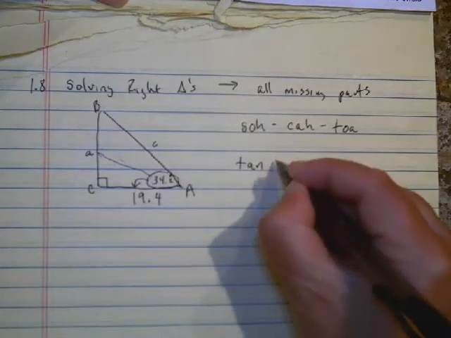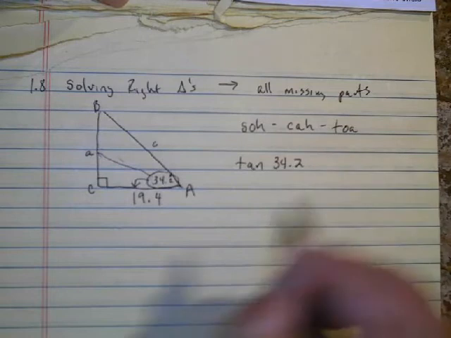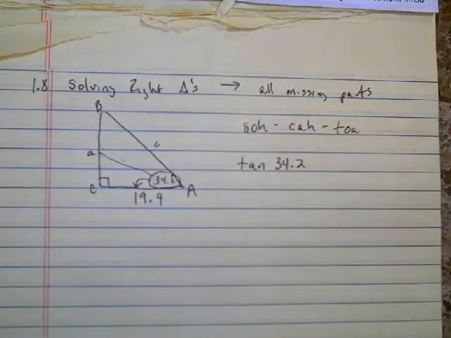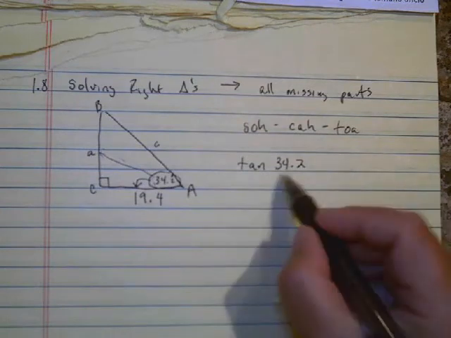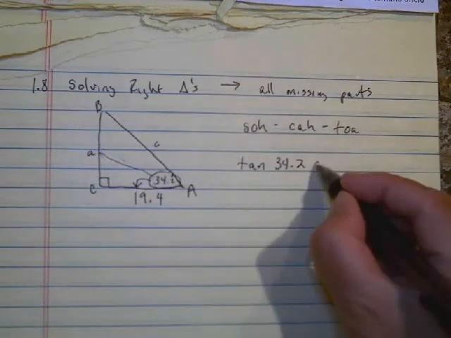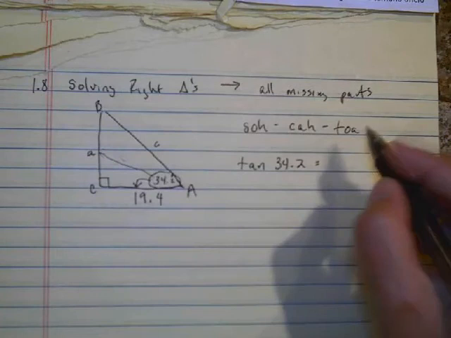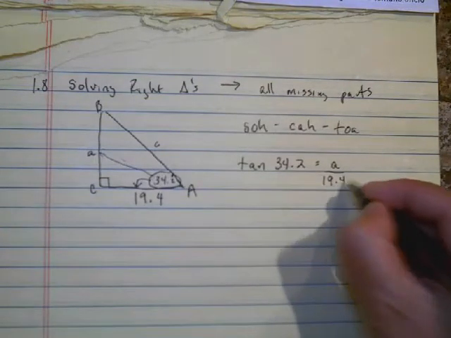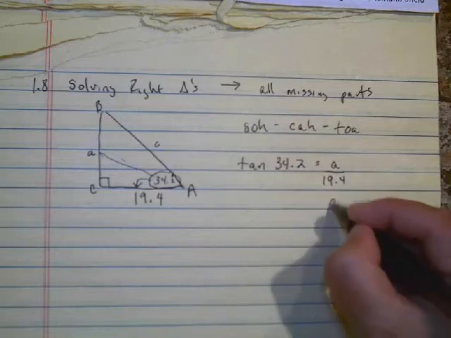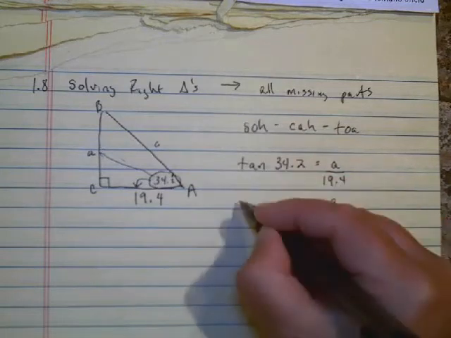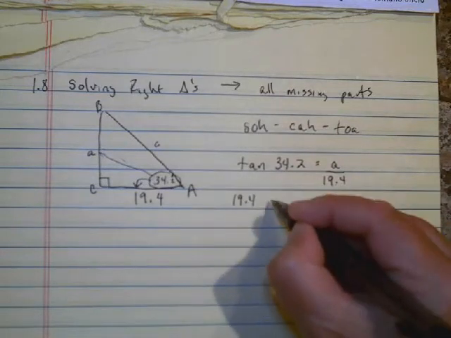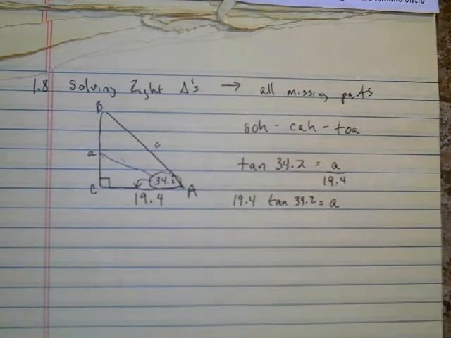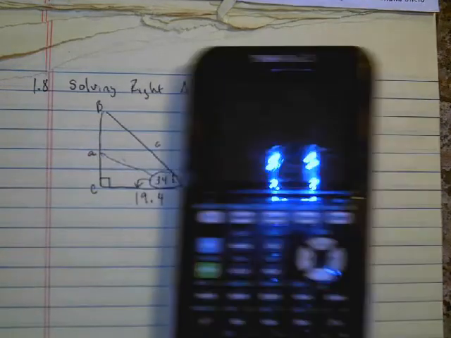Tangent of 34.2. And this is degrees, so we'll have to remember that when we get ready to put it in our calculator, to make sure our calculator's on degrees. So tangent of 34.2 equals the opposite, which is A, over the adjacent, which is 19.4. To solve for A then, I'm going to multiply both sides by 19.4. So A equals 19.4 tangent 34.2. And I'm going to type that straight into my calculator.